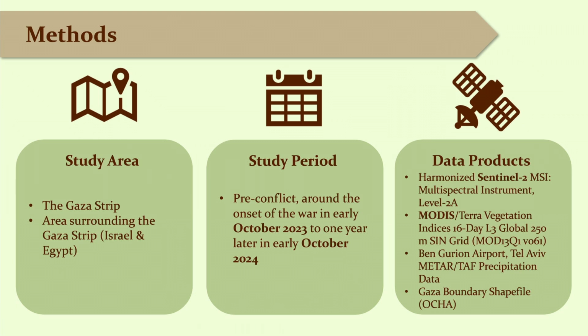The data products that I used: I used Sentinel-2 satellite imagery. I also used the Terra satellite MODIS NDVI product. This product has lower spatial resolution than the Sentinel-2 imagery. However, the NDVI product was more quality assured because it went through more calibration processes. So I decided to incorporate both of these satellite products into my analysis. And then I also incorporated some precipitation data and an open access Gaza boundary shape file.